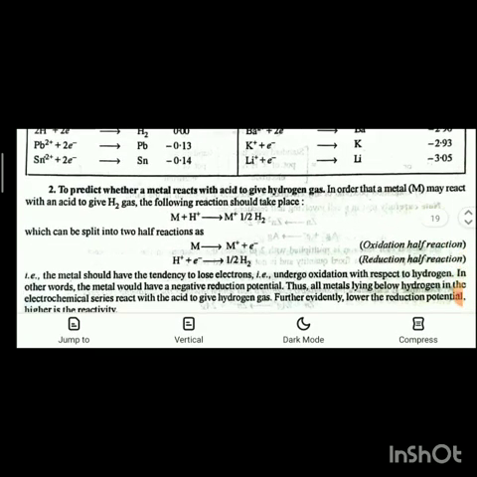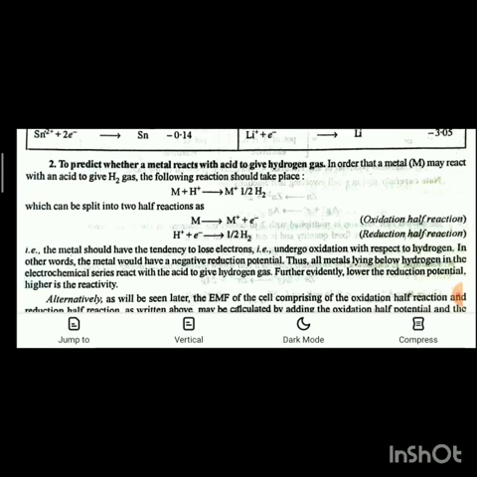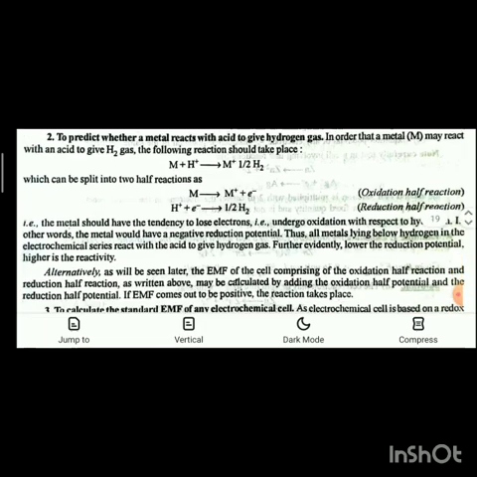To predict whether a metal reacts with acid to give hydrogen gas. In order that a metal M may react with an acid to give H2 gas, the following reaction should take place: M plus H+ to form M+ plus half of H2, which can be split into two half reactions. Oxidation half reaction is M to form M+ plus electron. Reduction half reaction is H+ plus electron to form half of H2.